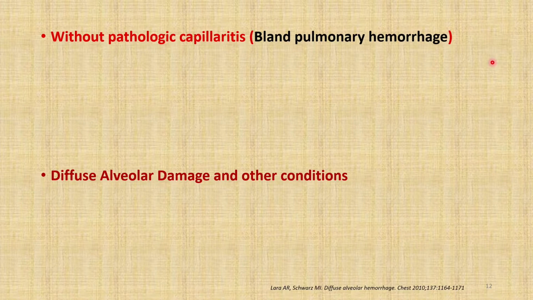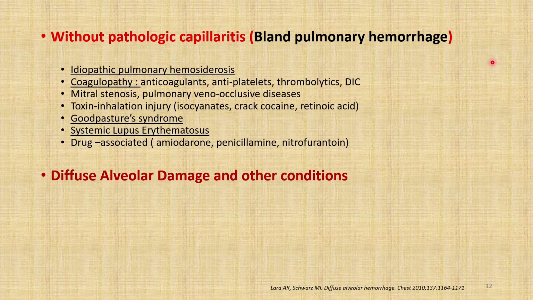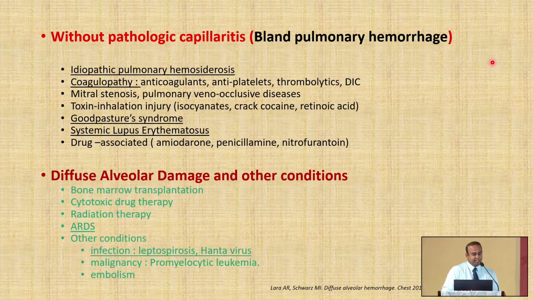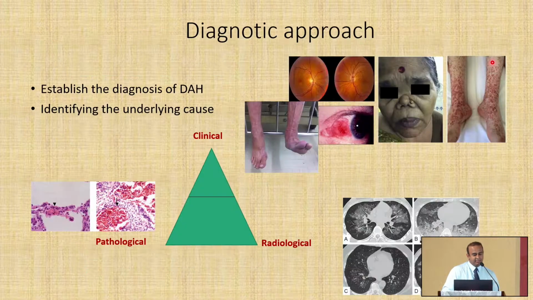Bland pulmonary hemorrhages are mainly without capillaritis, so there won't be any evidence of capillaritis, as I mentioned. Goodpasture's is the example. In 90% of the cases of Goodpasture's there's no capillaritis, the bland pulmonary hemorrhages. In idiopathic pulmonary hemosiderosis and most of the coagulopathies, we can't see evidence of capillaritis. And bone marrow transplantation and infection, as I mentioned.